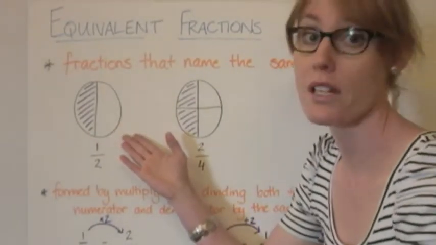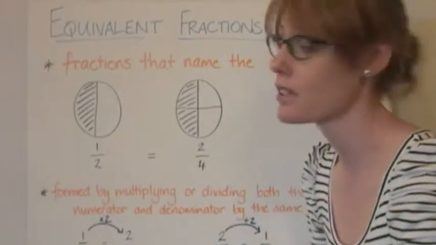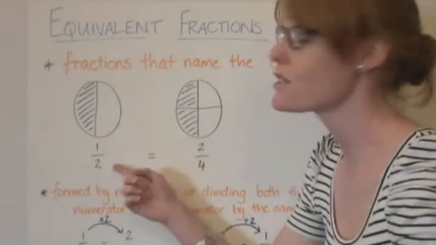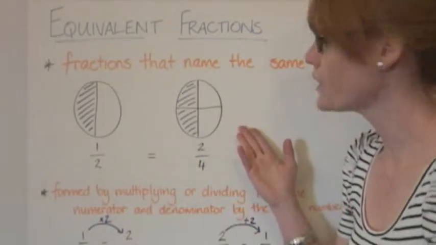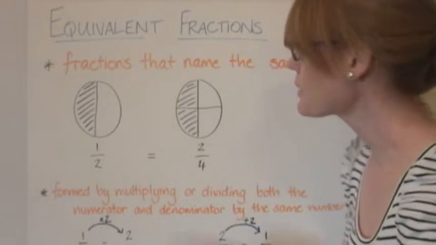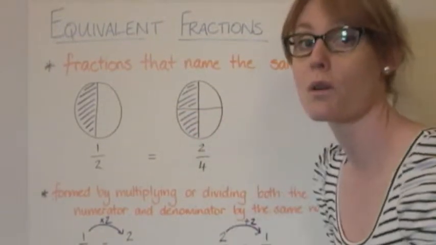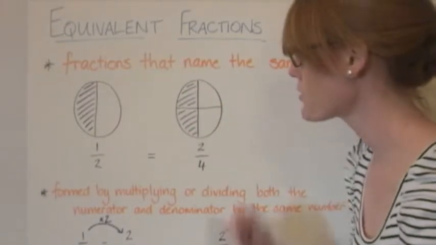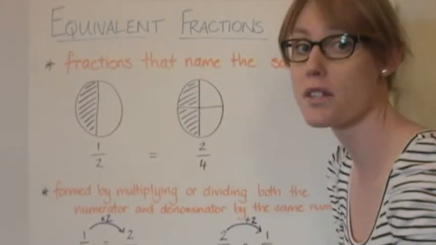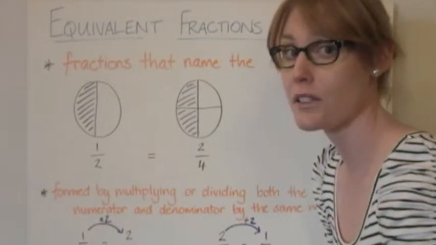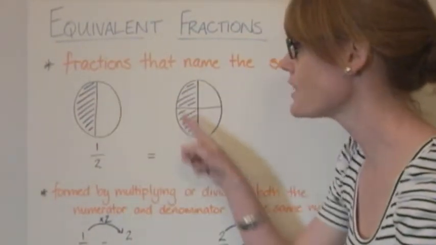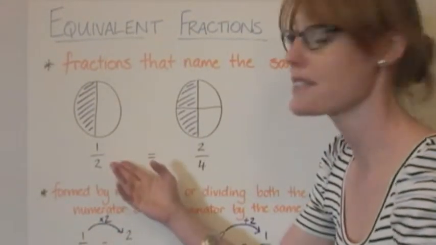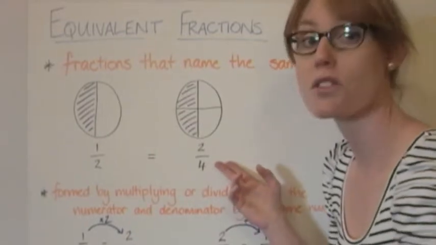So here I have a model for you. We have a circle that has been divided into two equal parts. One of those parts is shaded, so this fraction represented here is 1/2. Over here we have the same circle, but this one has been divided into 4 equal parts. 2 of those parts have been shaded, so this fraction is 2/4. If you look closely, you can see that half of each circle has been shaded. It's the same amount, so we can say that 1/2 is equivalent to 2/4.